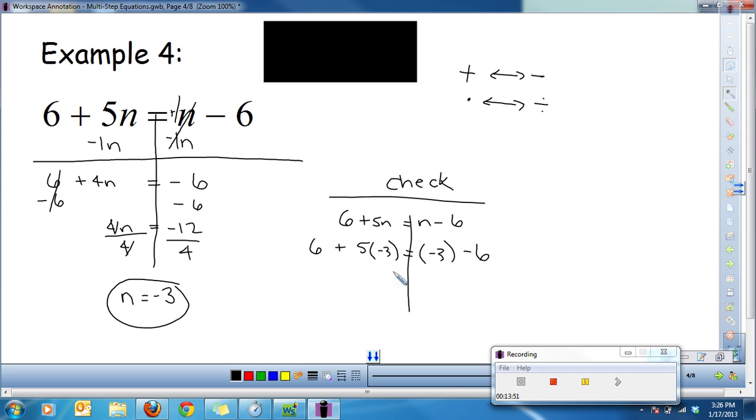Let's simplify both sides. So on this side, I'm going to type 6 plus 5 times negative 3, which is negative 9. Let's try the other side. Negative 3 minus 6, which gives me a negative 9. If I have that negative 9 equals negative 9, I've done my work correctly, and my check works. So my solution is n equals negative 3.